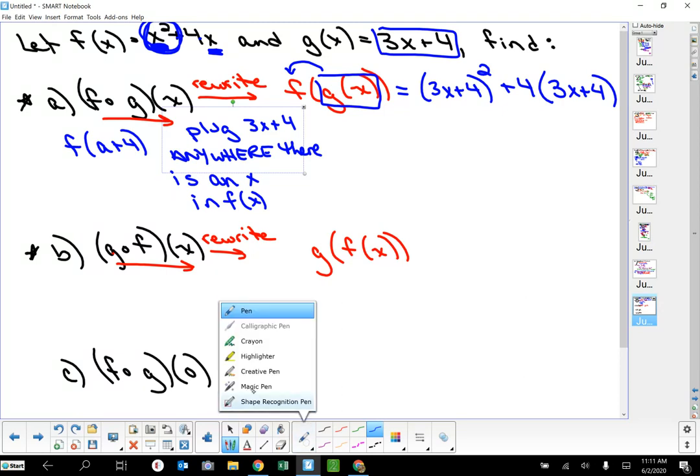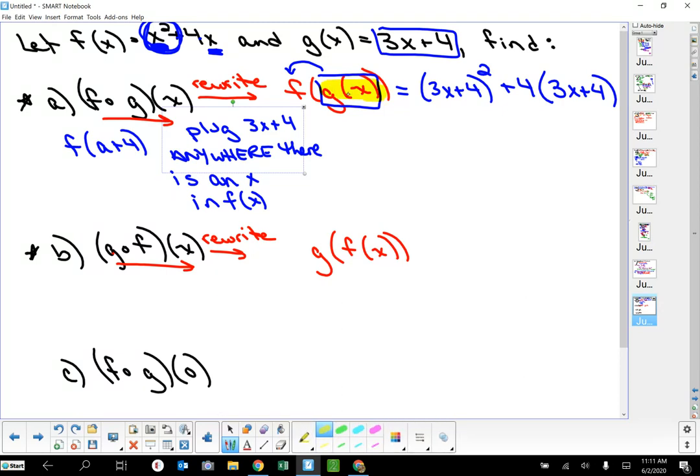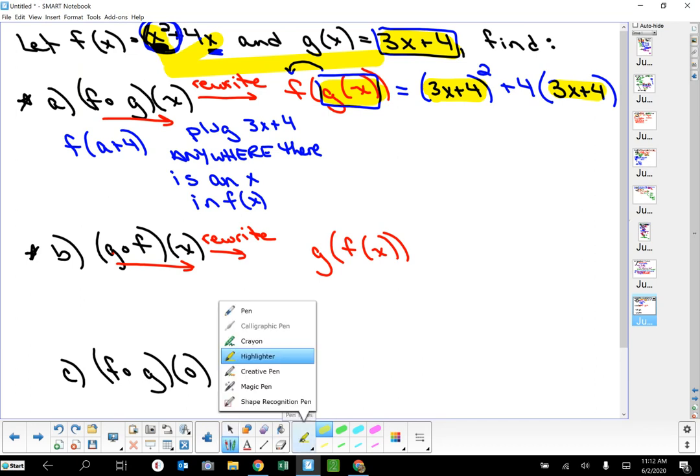So I am quite literally taking what's in here, and then that is going into the other function. Oh, geez, that did not look the way I wanted it to. It is going into this other function anywhere there's an x, and you're substituting that. So here's your x squared plus 4x, right? That's f of x. So the substitution here is generally the hardest part. And if you can do the substitution, then you can do the math.